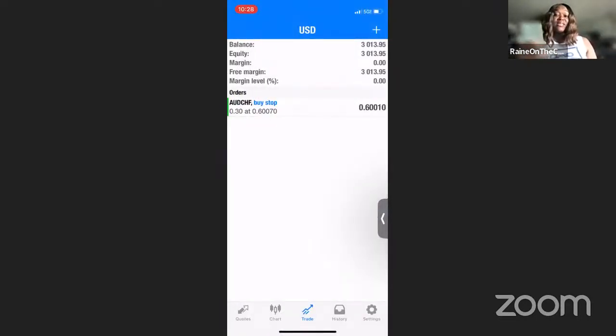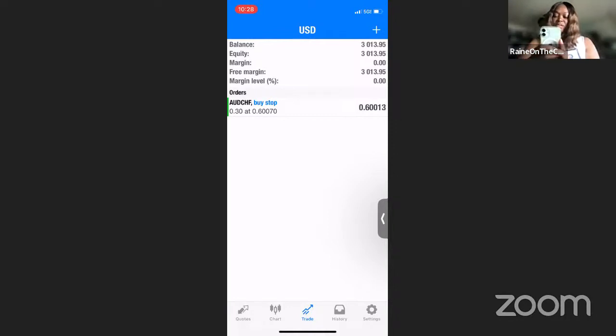So we have that pending order, and I put it close so you could see. So when it's close to entry, you'll see that green line. You see that green line to the left? That means get ready. It's almost go time, right? So that's a buy stop.